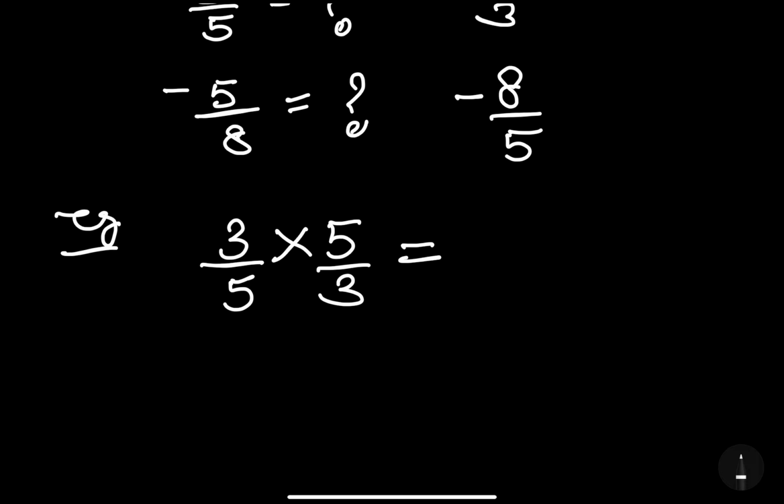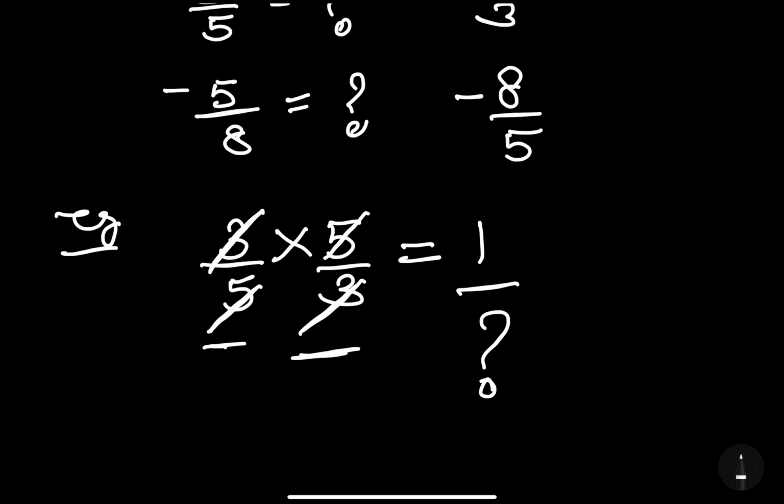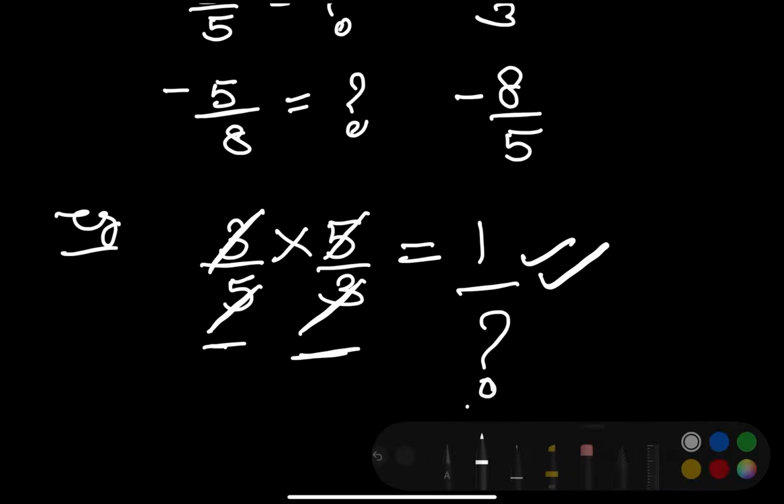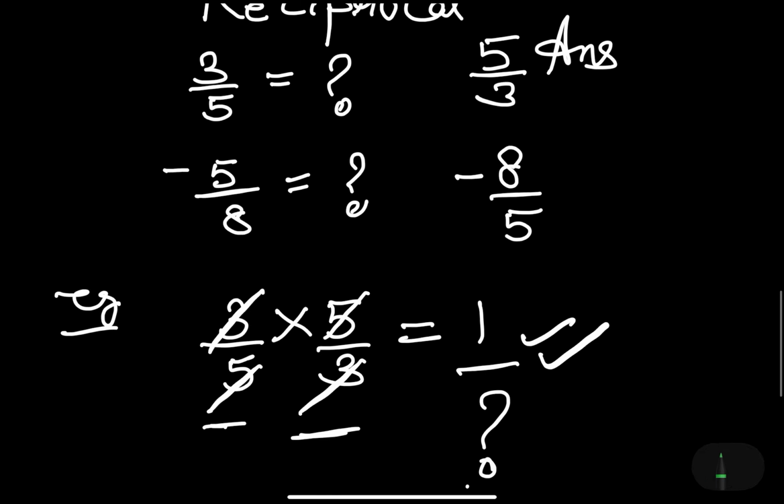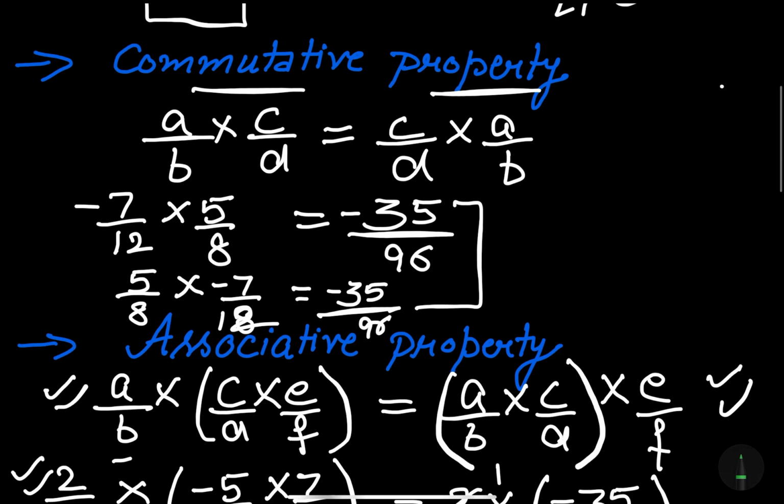Now cutting is possible here: yes, 5 will cut with 5, 3 will cut with 3. What am I getting here? 1. And what is 1, students? 1 is what we call the multiplicative identity. This is what I was saying: the product of a rational number and its multiplicative inverse will always give a multiplicative identity, which is 1. I hope now all the properties are clear to you.